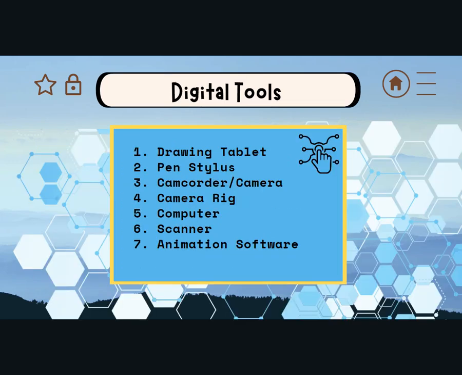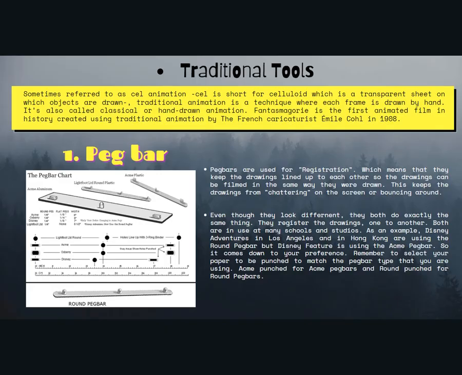So, moving on to the digital tools, the drawing tools, which include the drawing tablet, pen stylus, camcorder, camera rig, computer, scanner, and animation software. For animation software, you will see at least 5 examples. Okay, let's get started with traditional tools.